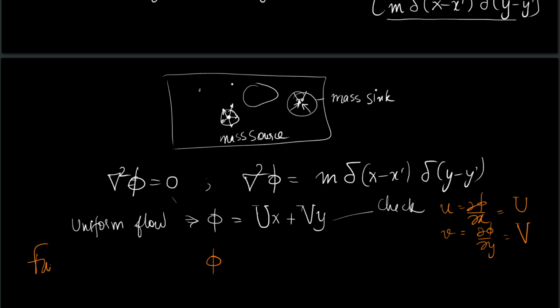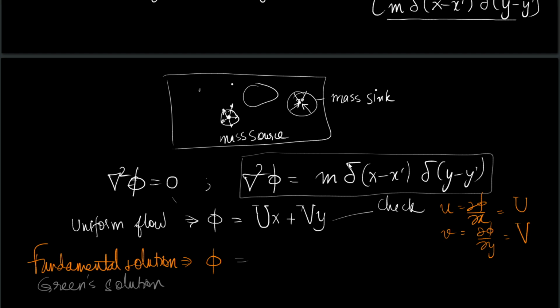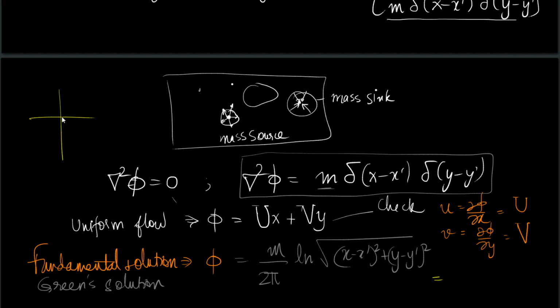Similarly, you can write down the fundamental solution, and just as a side note, this fundamental solution is actually also the Green's solution. So phi for this particular equation, which is the equation which is sort of forced. It is a Laplacian equation which is forced by a point mass source or a point mass sink. Try to appreciate that this is an equation which is forced by a point mass source or a mass sink, and this will be equal to m upon 2 pi ln of square root of x minus x prime whole square plus y minus y prime whole square. And if you want to write it down in terms of a coordinate system which is shifted at the origin, then you can write it down as m upon 2 pi ln r, nothing else. Everything else remains the same.